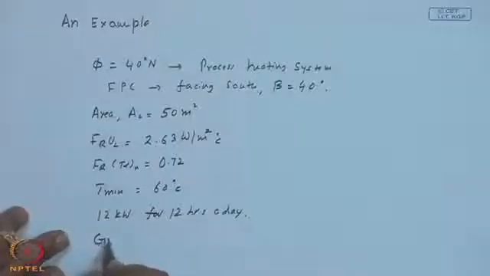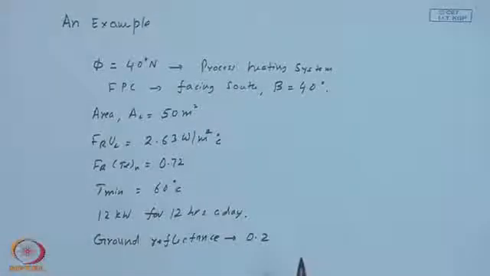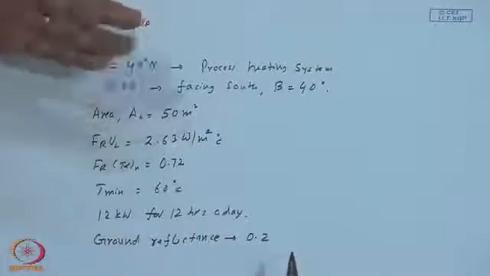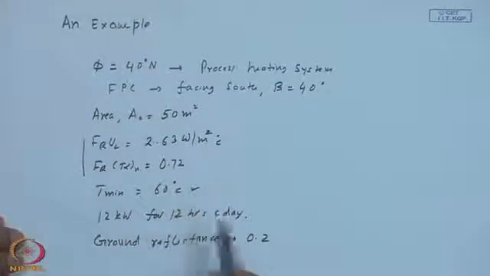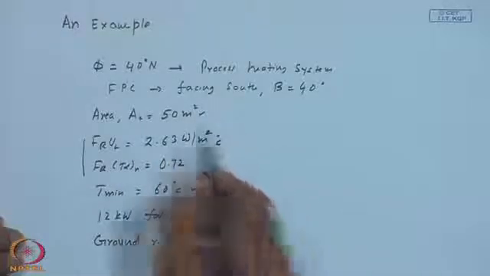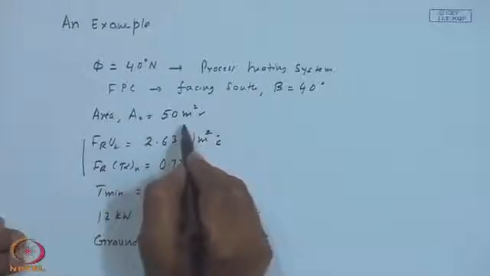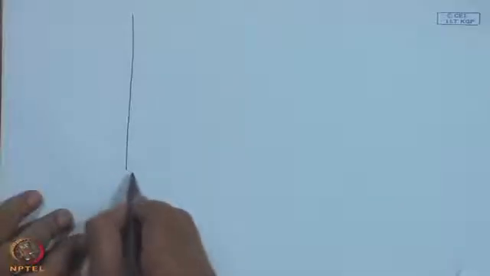Now, for our calculations, you may assume ground reflectance to be 0.2. The characteristics you should note are the location, slope, flat plate collector parameters, the minimum temperature, and the total load. And this is the area that we have provided. What is the solar load fraction that comes out? We do not know it a priori. The idea is to calculate it.